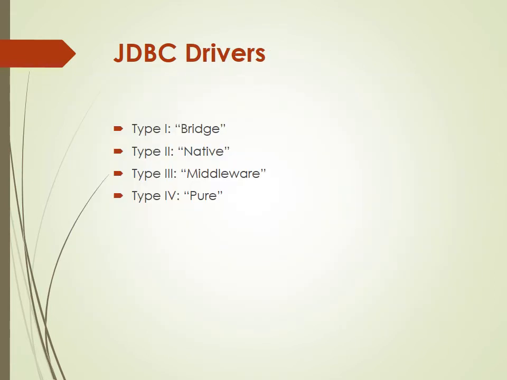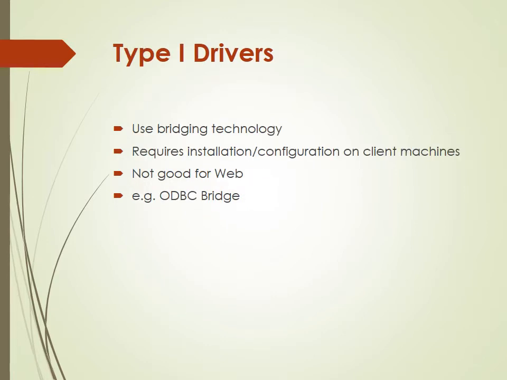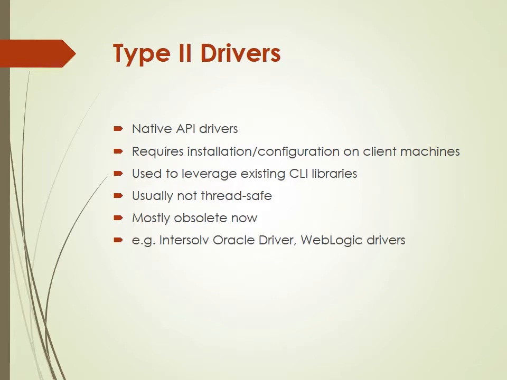JDBC drivers. There are 4 types of drivers. The first one is called bridge, second would be of native type, third would be of middleware, and the last one is a pure. If you talk of type 1 drivers, use bridging technologies. We have to install and configure this on client machine. It is not good for web. The example for this type 1 is ODBC bridge. Type 2 drivers are the native API drivers. It requires installation configuration on client machine, but it is used to leverage existing CLI libraries that are available, but they are not thread safe. They are obsolete now.